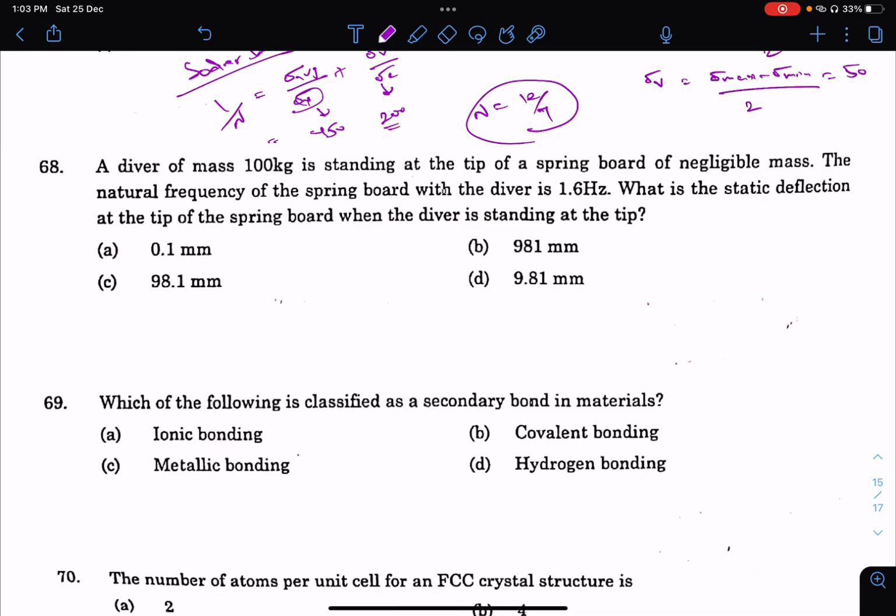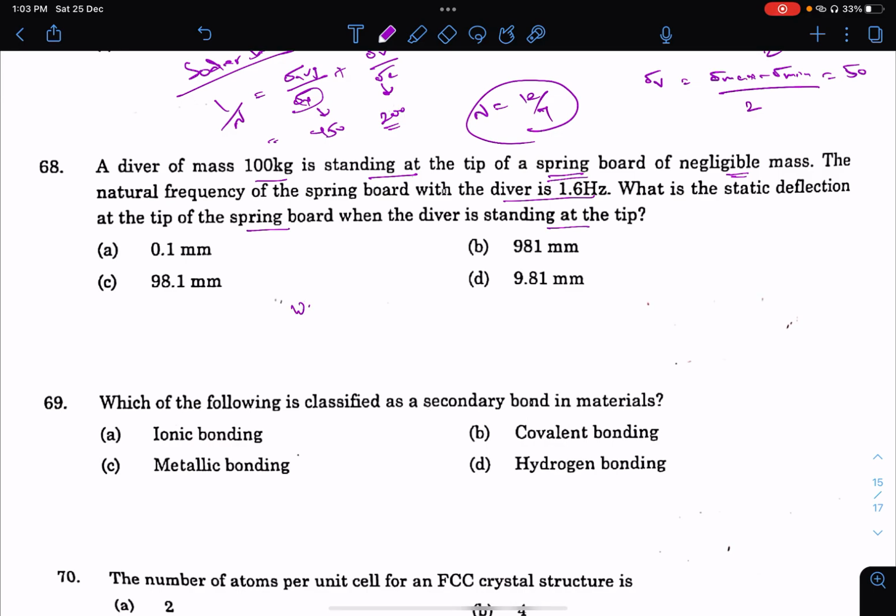So the next question, number 68. A driver of mass 100 kg is standing at the tip of a springboard of negligible mass. So the mass of the spring is negligible. The natural frequency of the springboard with the driver is 1.6. What is the static deflection at the tip of the springboard when the driver is standing at the tip?